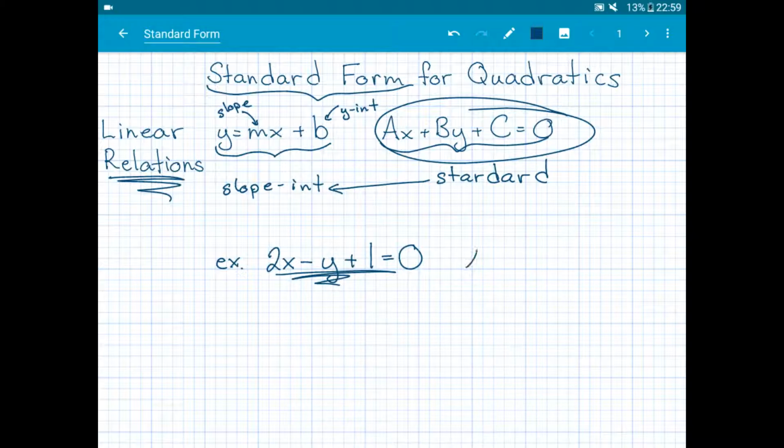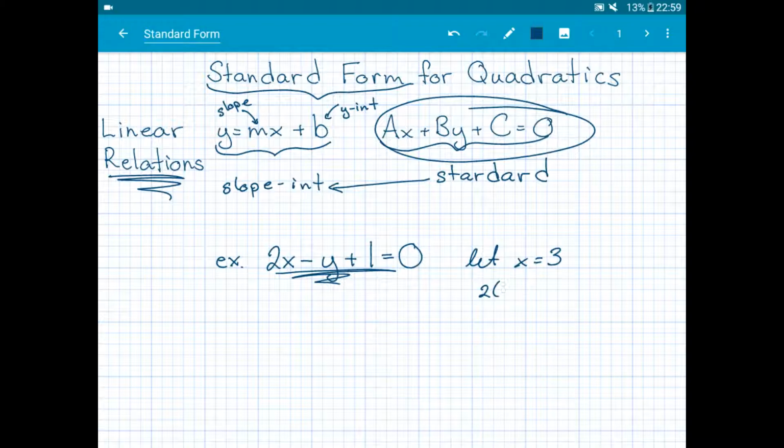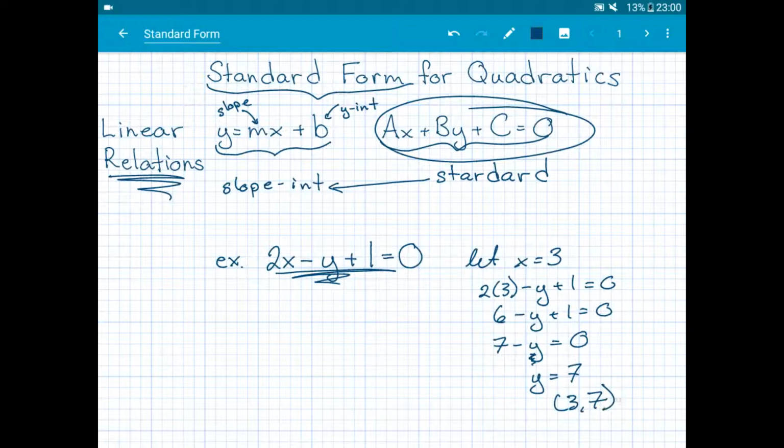If I let x be, let's say, 3, then I'm left with 2 times 3 minus y plus 1 equals 0, which would be 6 minus y plus 1 equals 0, which is going to be 7 minus y equals 0. And then you can see that y would have to be 7 to make this hold true. And so (3, 7) belongs to this relationship. It's a set of numbers that satisfies this relationship here.